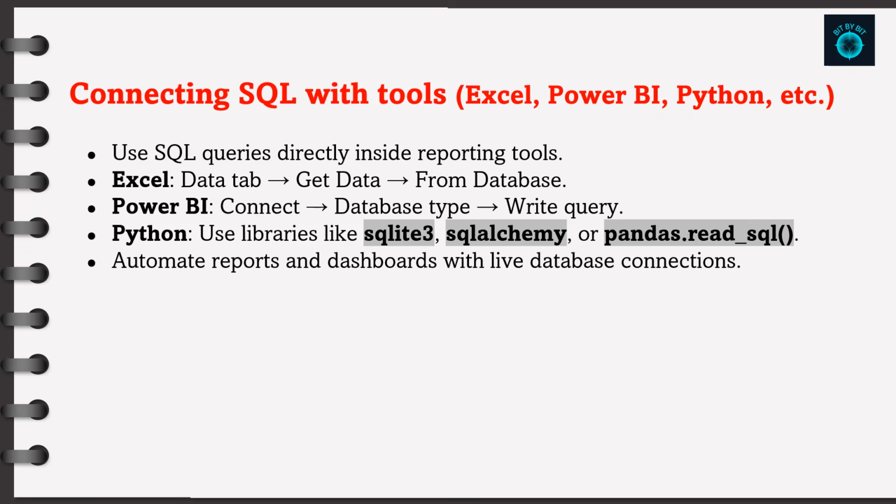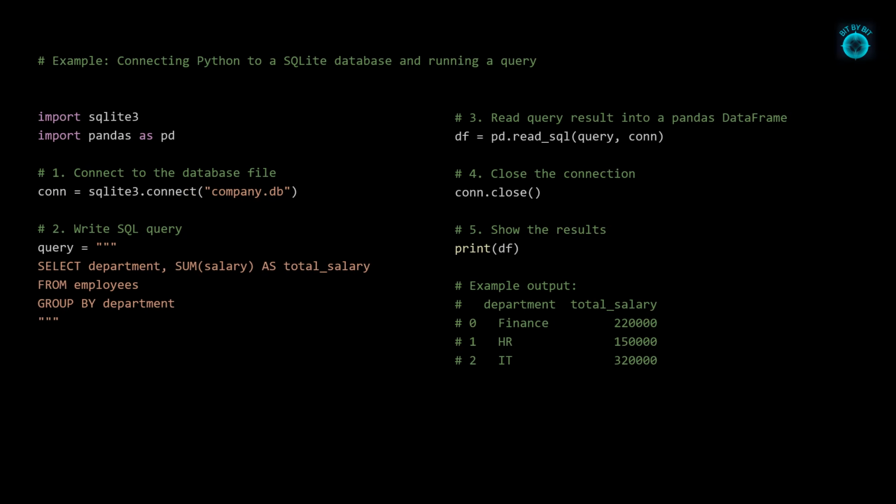We start by importing sqlite3 to handle the database connection, and pandas for working with the results. First, sqlite3.connect('company.db') opens a connection to a SQLite database file called company.db. This is like logging into your database so we can run queries.